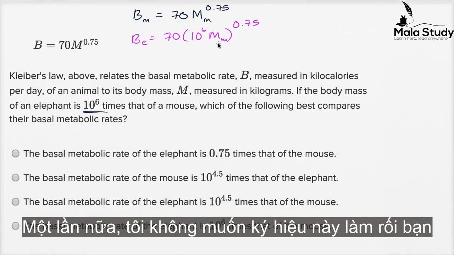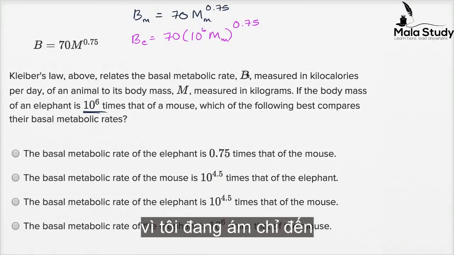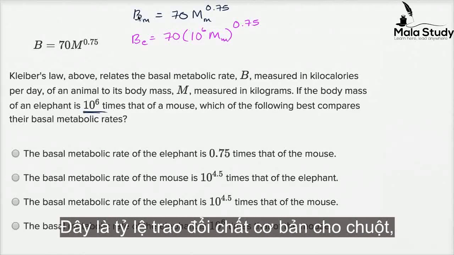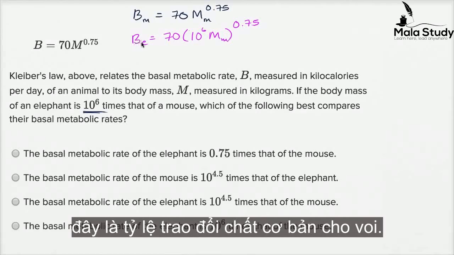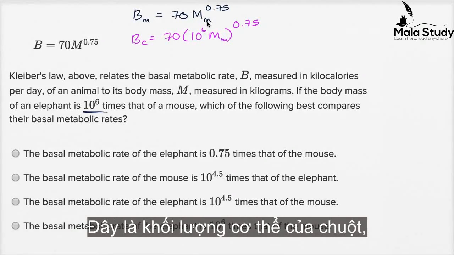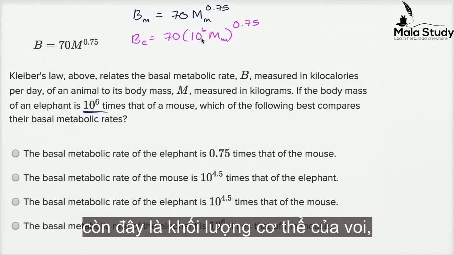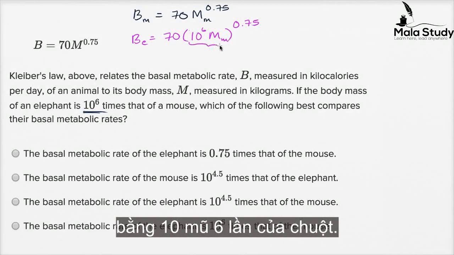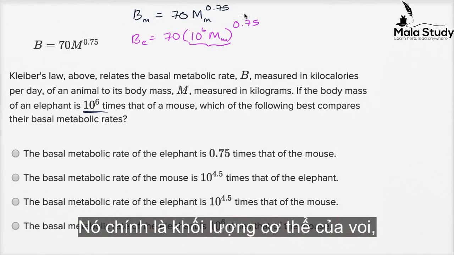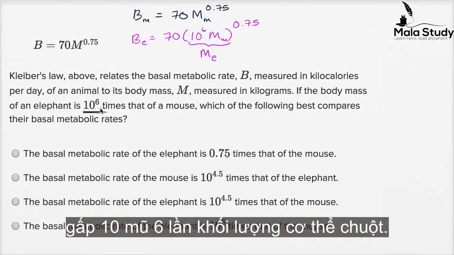And once again, I don't want this notation to confuse you. Since I'm referring to B for a mouse and B for an elephant, I'm using these subscripts to differentiate. This is the basal metabolic rate for a mouse. This is the basal metabolic rate for an elephant. This is the body mass of a mouse. This is the body mass of an elephant, which is 10 to the sixth times that of a mouse.